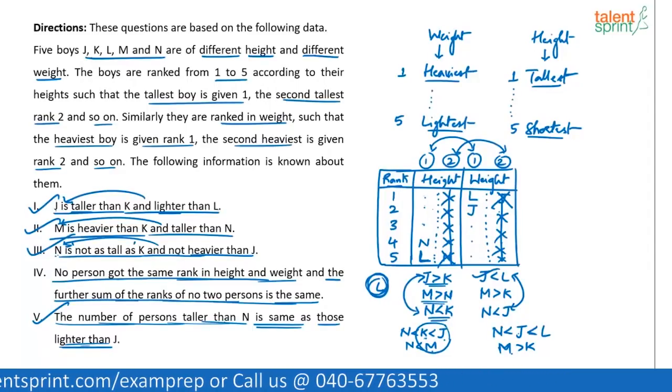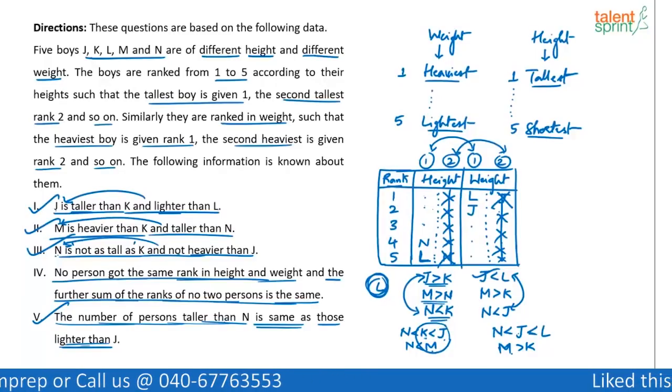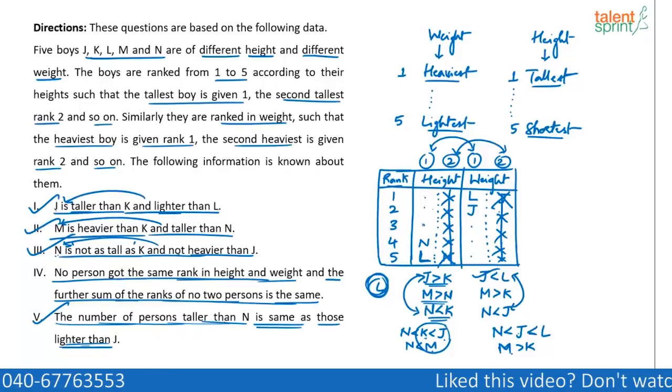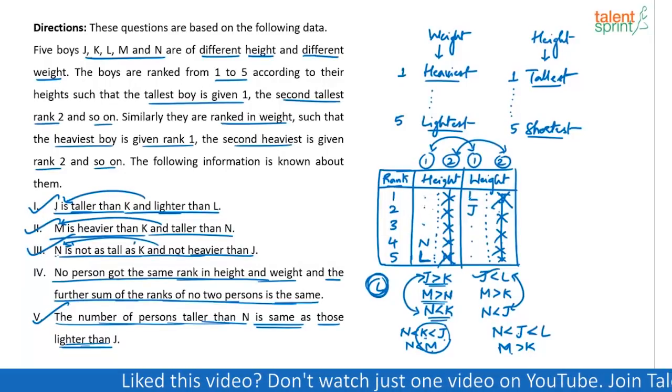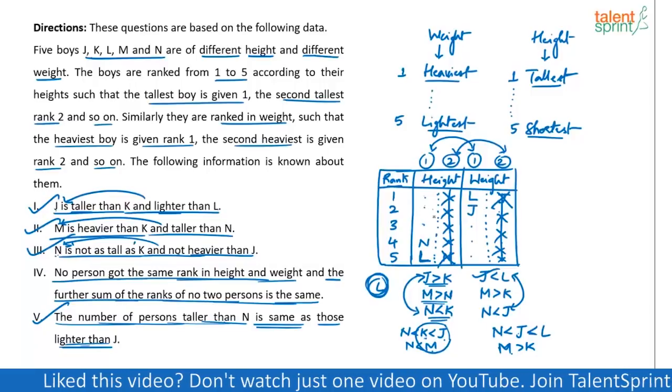Now let's fill the gaps. What do we know? Basically, K, J, M should take the first 3 positions in some order. I know that J cannot be 2nd ranker. J should be 1st ranker or 3rd ranker. Why can't J be 2nd ranker here? Because J is already 2nd ranker in weight, so J cannot be 2nd ranker in height.